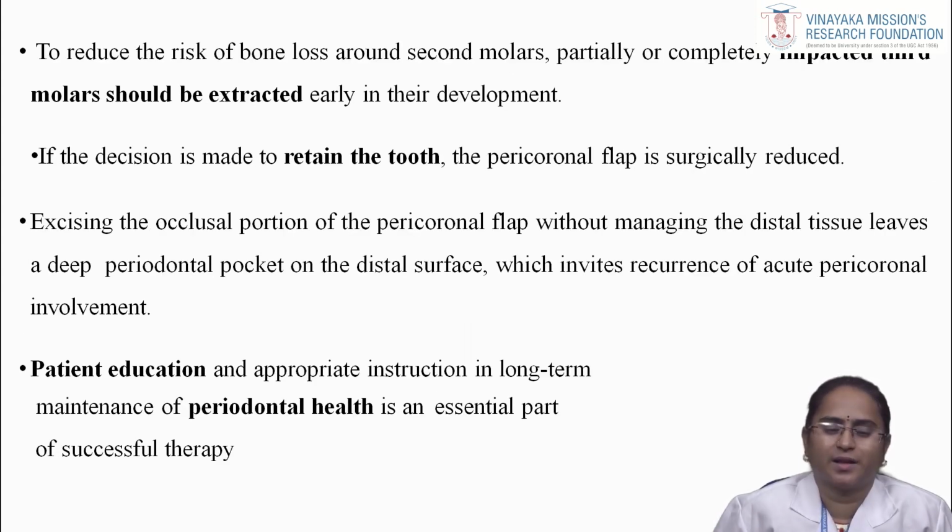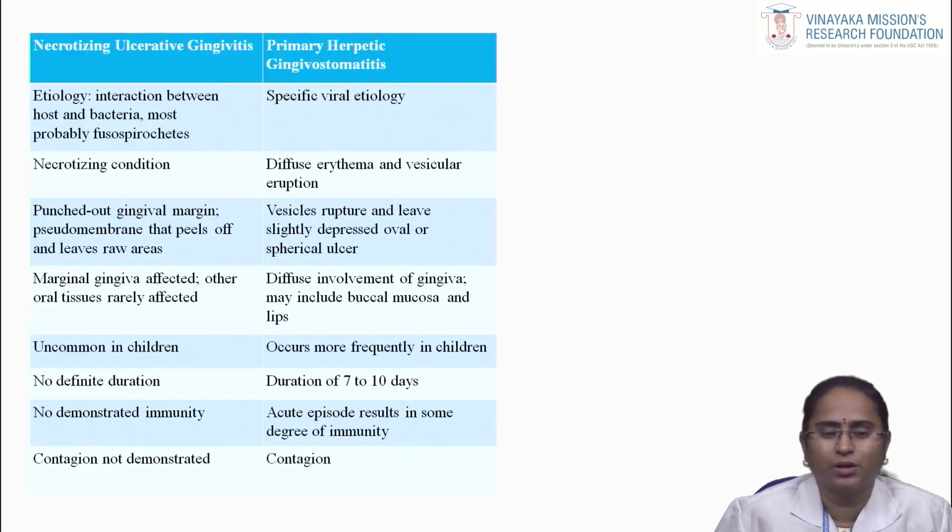To reduce the risk of bone loss around second molars with partially or completely impacted third molars, the tooth should be extracted early. If the decision is made to retain the tooth, the pericoronal flap, as I have mentioned earlier, has to be surgically excised. And patient education and appropriate instruction in long-term maintenance of periodontal health is an essential part of successful therapy.